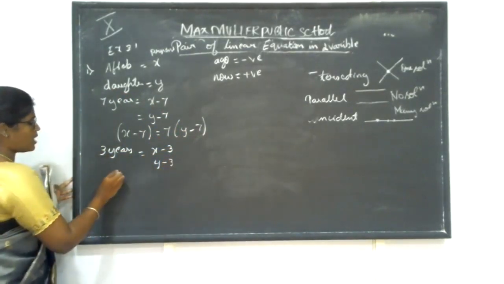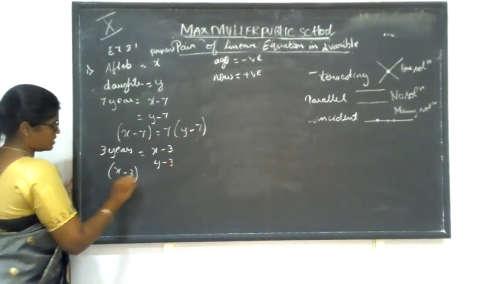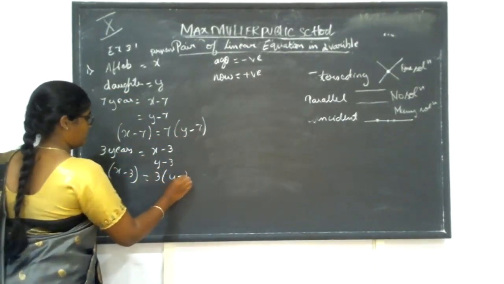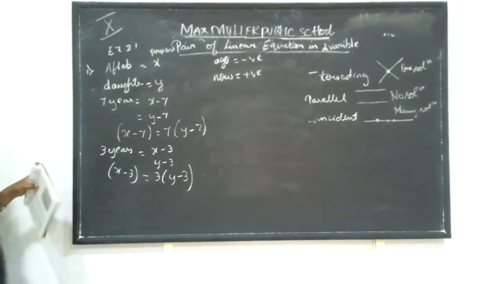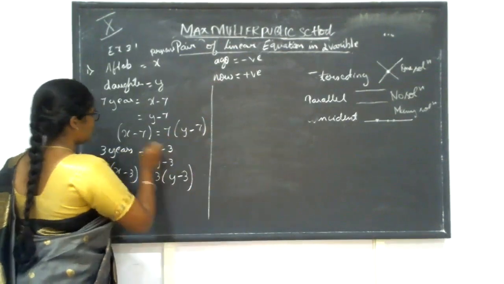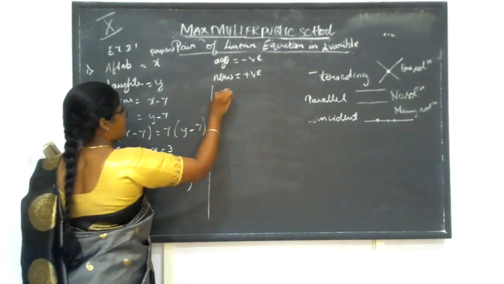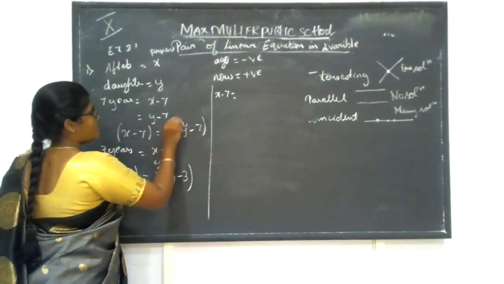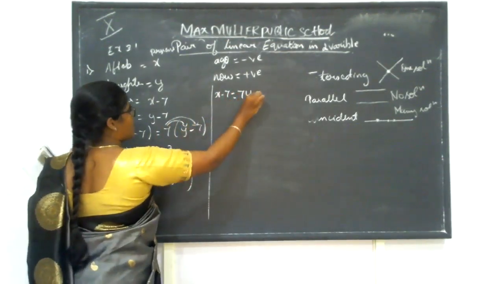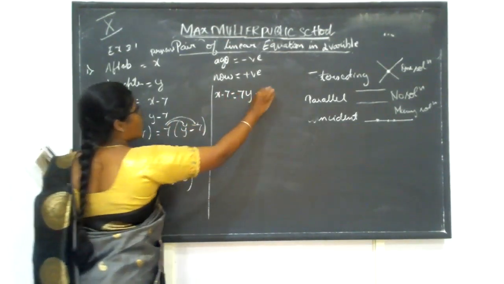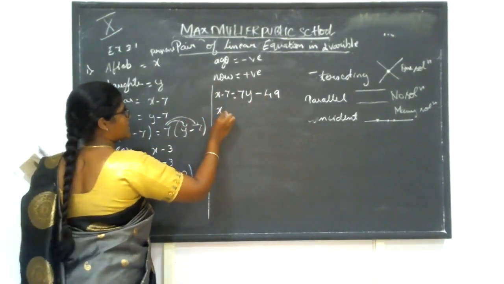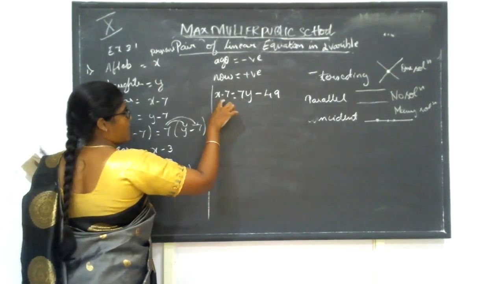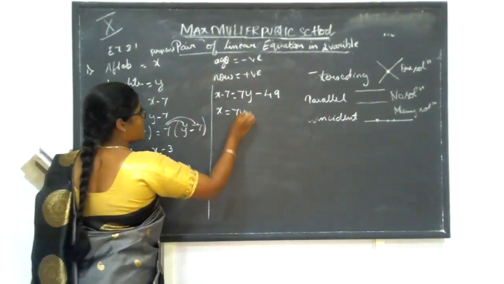So what happens? X plus 3, father is 3 times the daughter. What is it? Father is 3 times the daughter. Now you need to multiply it inside and find out the equation. Now multiply, what happens? X minus 7 is equal to 7 into Y, which is 7Y minus 7 sevens are 49. Clear? Understood? Next, X is equal to this minus 7, it is going to that side, it becomes plus 7.